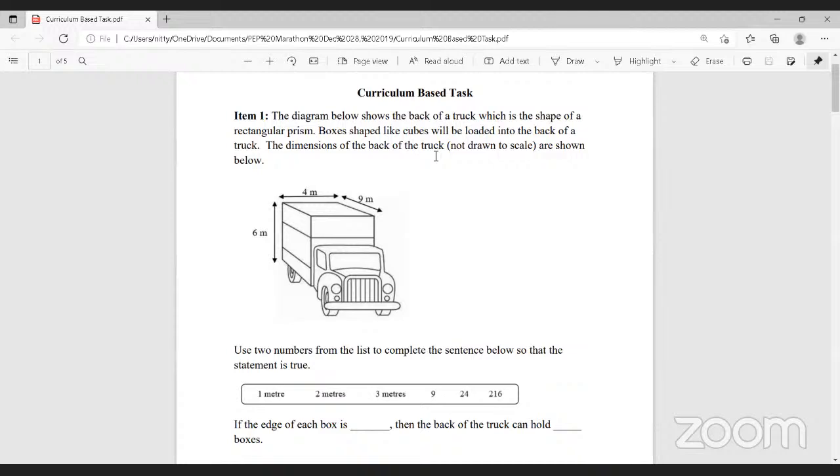Also, we might need to know the capacity of this truck back, right? So we can know how many of that certain kind of box can hold there. Go ahead and share with us, how do you think we can go about answering this question?